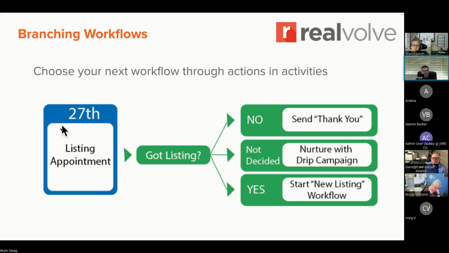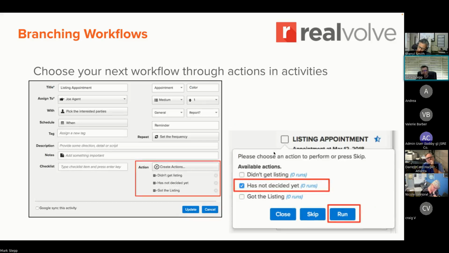So whenever you go to complete this activity within Realvolve, you go to check it off, it can have multiple actions. And the action then can help you do automation. And that's what we call a branching workflow. It's going to branch to some other workflow in doing that. Okay, so here's the situation where you would set up: didn't get the listing, has not decided yet, or I got the listing.